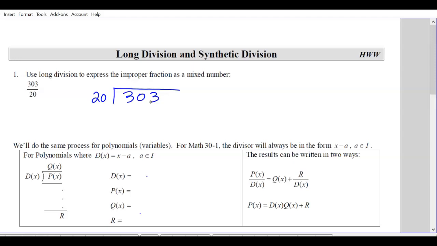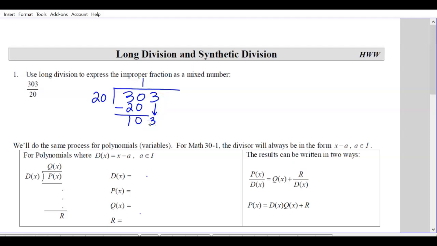Okay, I want you to do this because it's going to help you with doing it algebraically. You should know the answer, but let's do it long division to show the steps. So 20, how many times does it go into 30 approximately? One time. Then you multiply back, that's 20. Subtract, you get 10. Bring down the next number.